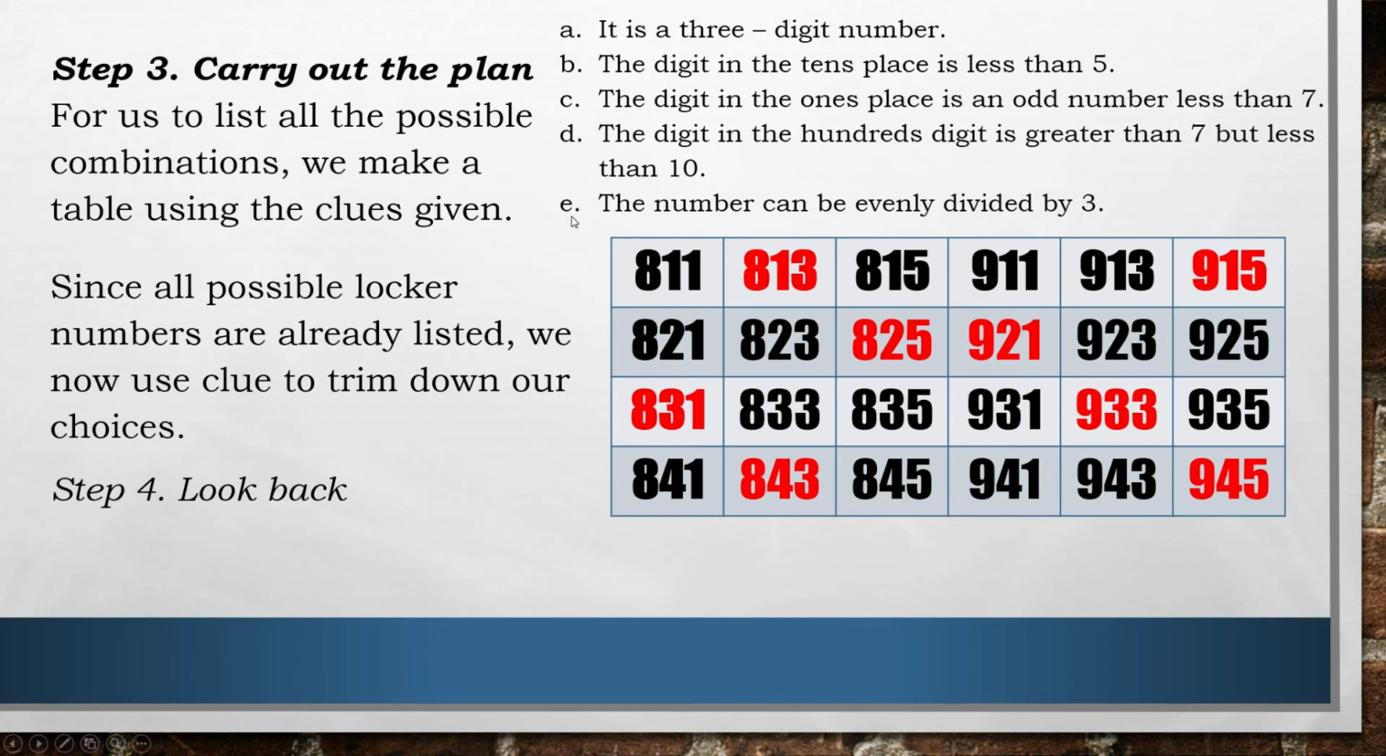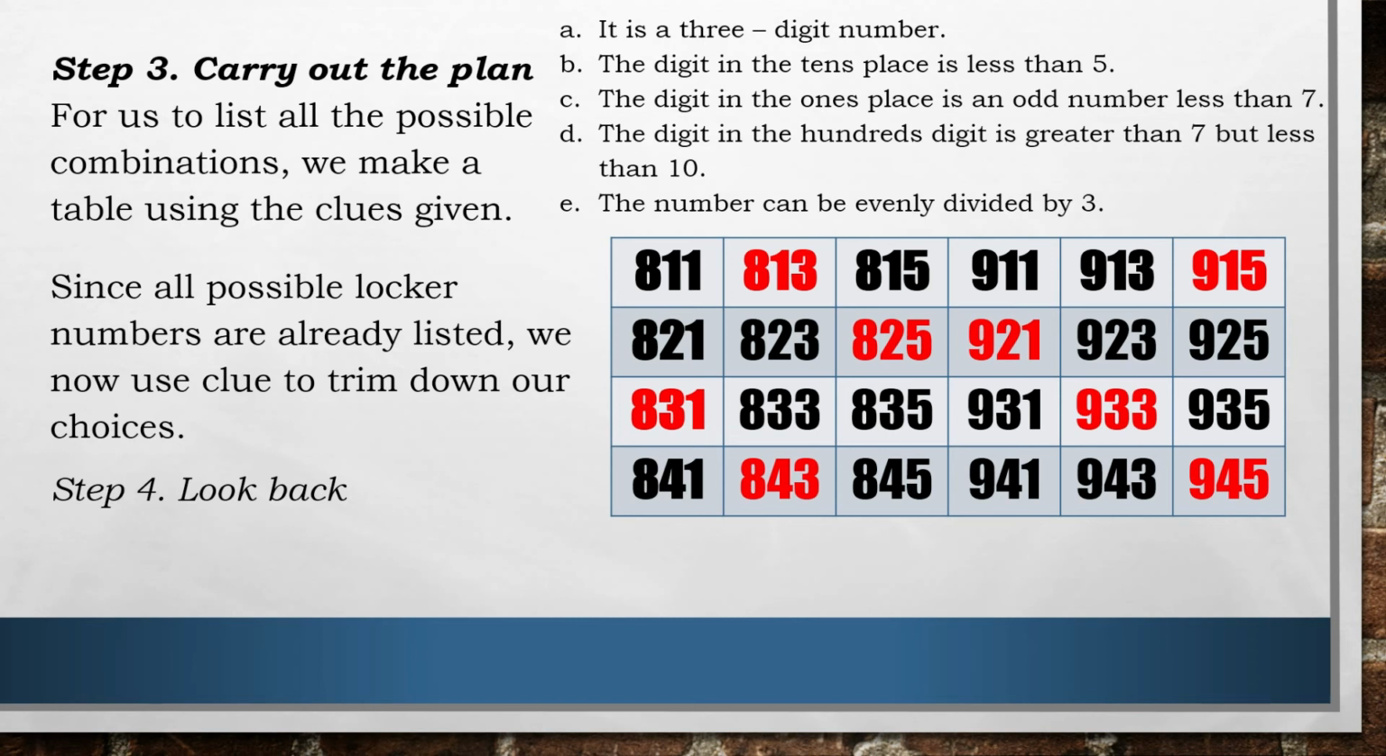We proceed to letter E. The number can be evenly divided by 3. So if we divide the given number by 3, the answer should be a whole number. Let's start with the first one. 811 divided by 3 is 270.3333. Are we going to consider this as our answer? No, because it's not evenly divided by 3.